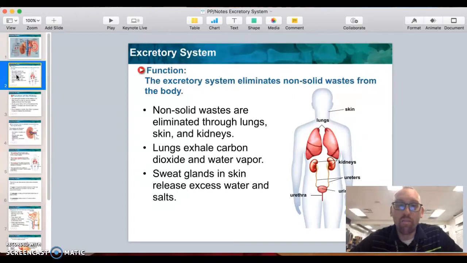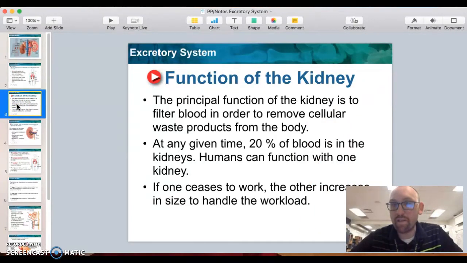Lungs exhale carbon dioxide and water, and then your sweat glands in your skin will get rid of excess water and salts and stuff like that. But like I said, the kidney is the major organ of the excretory system. It does most of the filtering. So the principal function of the kidney is to filter your blood in order to remove cellular waste.